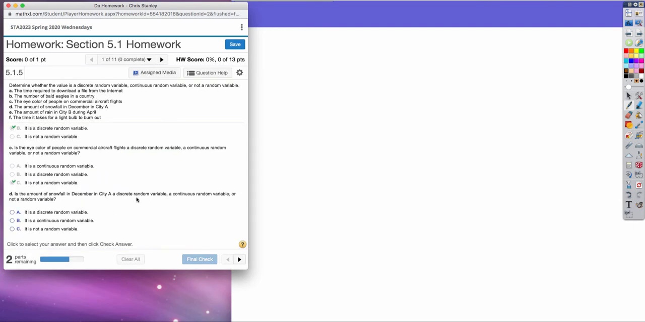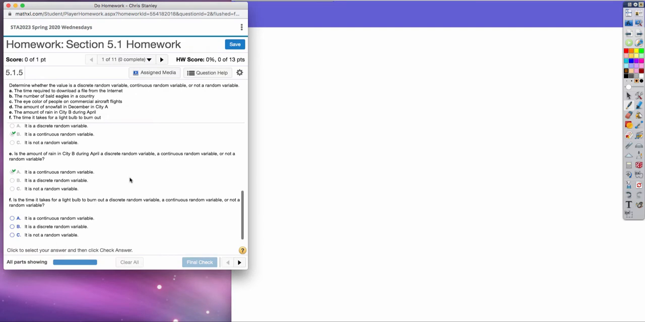The amount of snowfall. Snowfall could be anything, so we want to go continuous. Could be any value in an interval. The amount of rain too, that could be any number, continuous. Okay, the time it takes for a light bulb to run out, that's continuous.